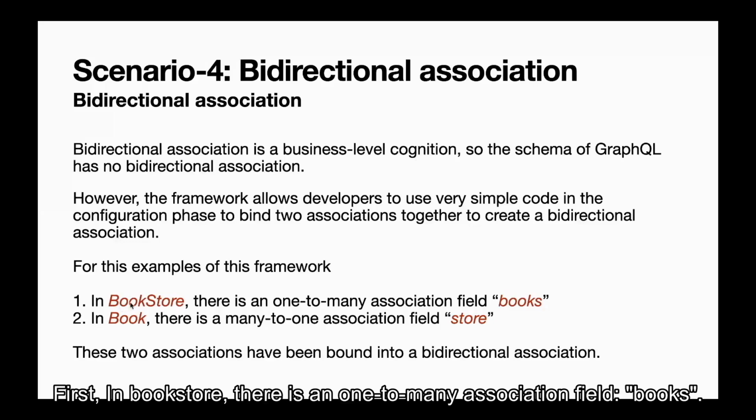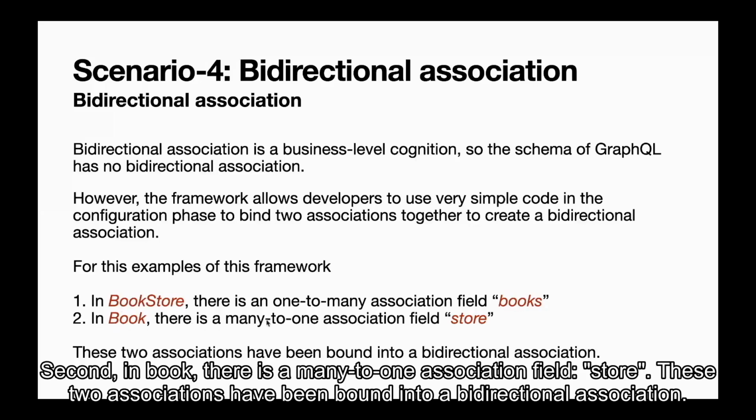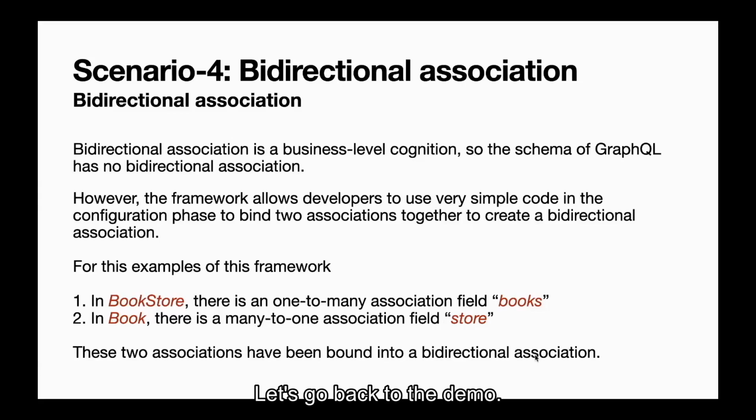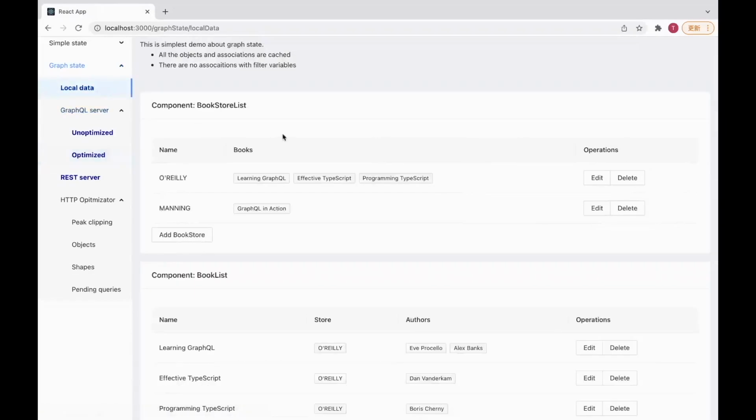For this example of this framework, first, in Bookstore, there is a one-to-many association field Books. Second, in Book, there is a many-to-one association field Store. These two associations have been bound into a bidirectional association. Let's go back to the demo. The most suitable example for demonstrating bidirectional association is local data. Let's get into this example.